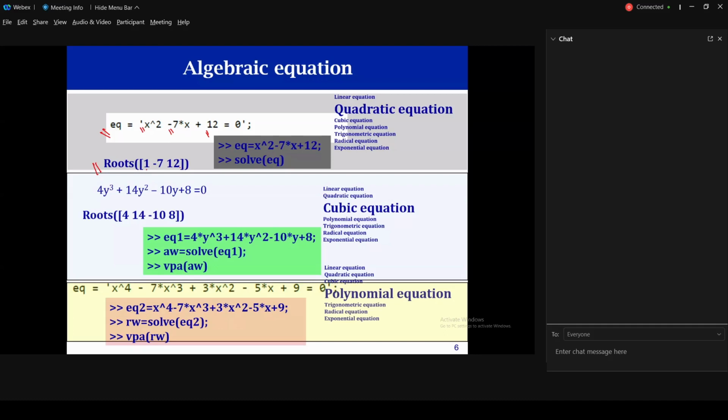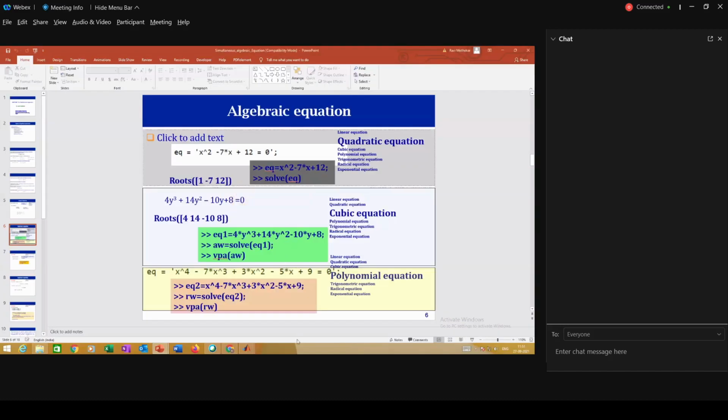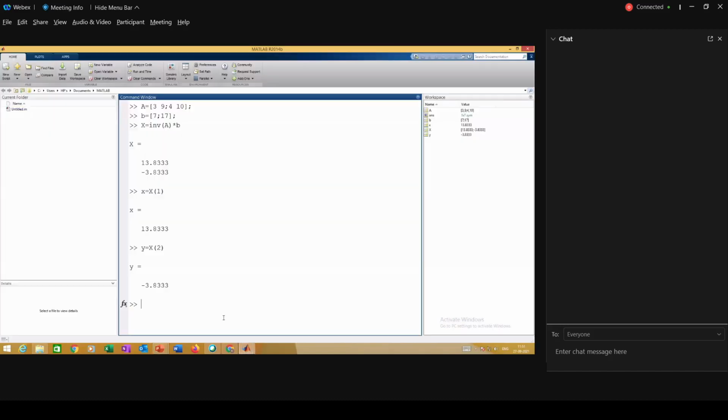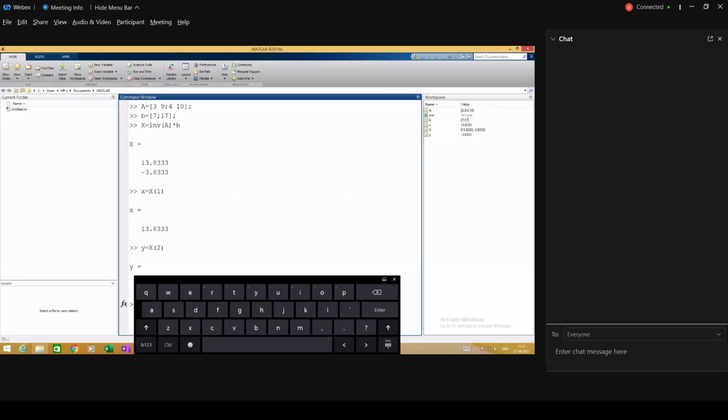So let's try to solve this by roots. So I have x square minus 7x plus 12. I'm going to solve it by roots. So I have roots.